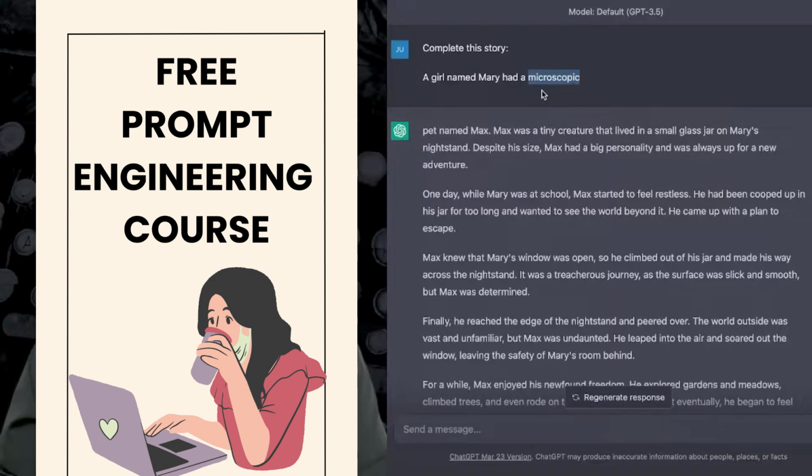Specific words alone, because of the patterns around those words. Microscopic is always going to be talked about in the context of small things, or maybe, in this case, a small creature that lived in a glass jar. That word itself has a strong pattern of other words coming around it, but it's not as strong as the pattern in "Mary Had a Little."